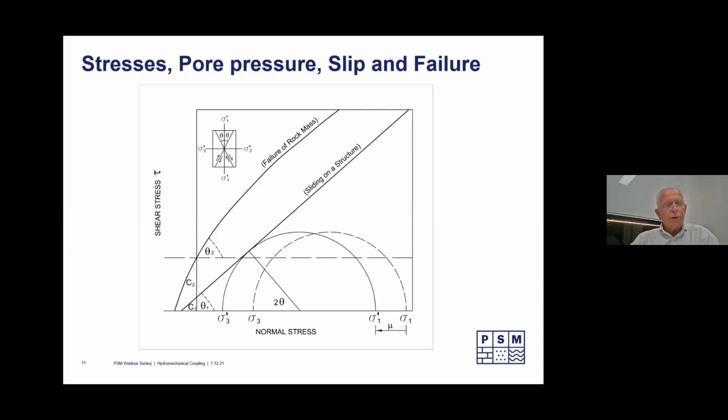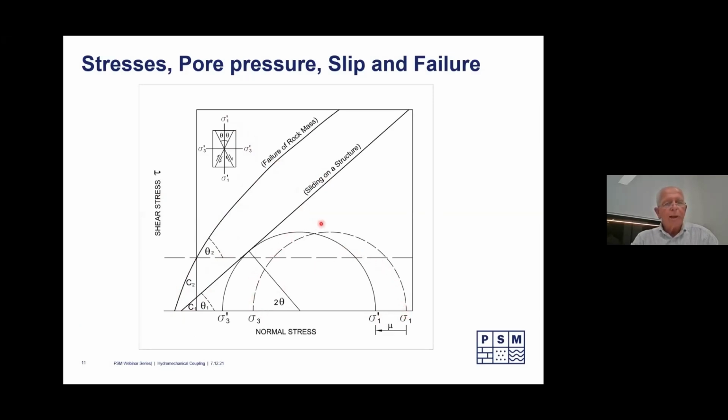Now I've got shear stress versus normal stress. For a test sample, you can see at the top here, a test sample with a major principal stress and a minor principal stress. There's a confining pressure. And we have two envelopes, one for sliding on a structure, a defect in the rock mass, and the other for the failure of the rock mass. And then we have our Mohr circle. This is in terms of sigma 1 and sigma 3.